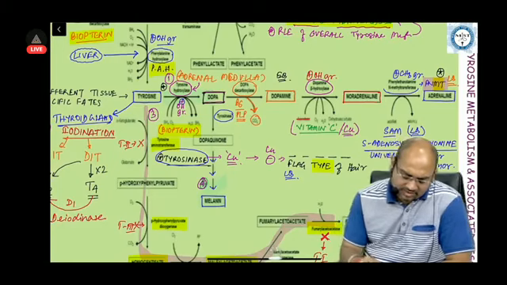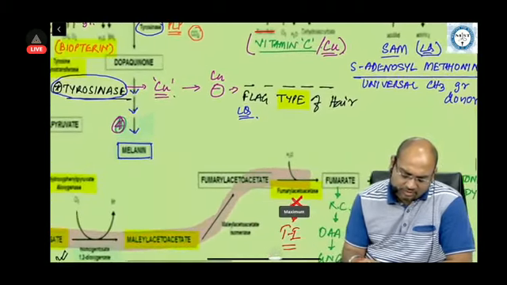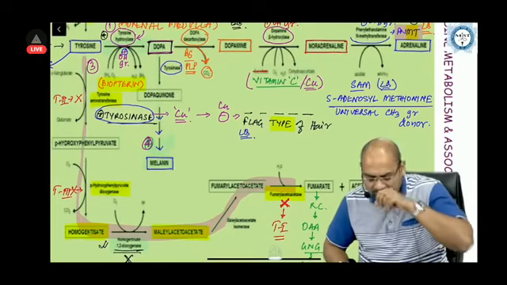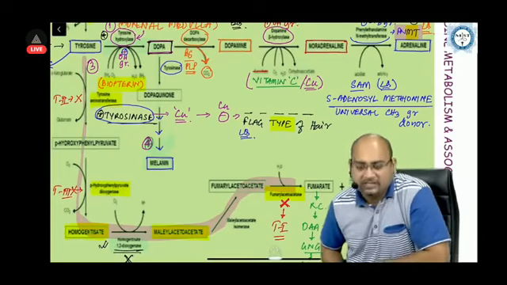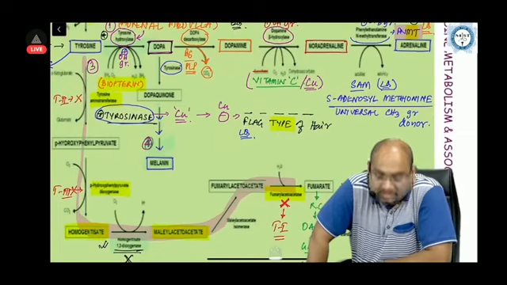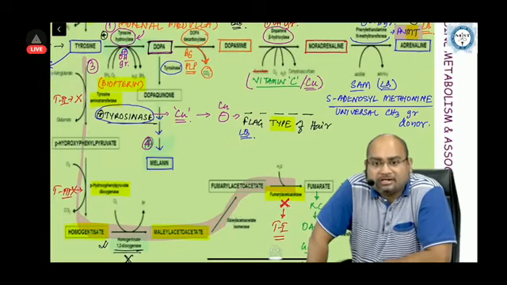The tyrosinase enzyme in melanin production is dependent on copper, and deficiency of copper leads to flag type of hair. The flag sign in hair is seen in kwashiorkor. Flag type of hair is seen in case of copper deficiency.